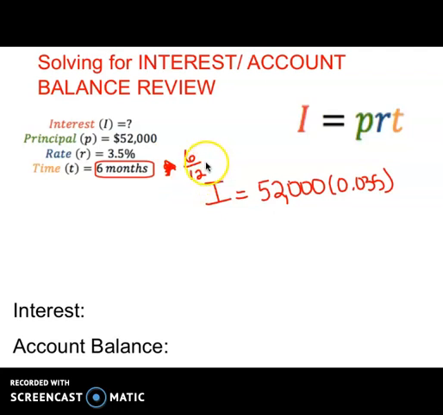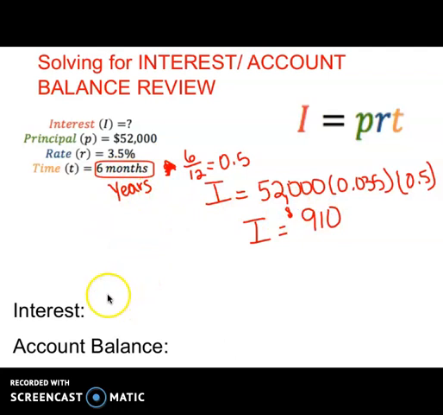There's 12 months in a year, so 6 months is a half a year. So when we put it in our equation, we can't use 6. We have to use 5/10. The time always has to be expressed in years. Okay, don't forget that. And now we're just ready to multiply like we did on Friday. And when we multiply straight across, we get the interest that you earned would have been $910 in 6 months. So the interest is $910.